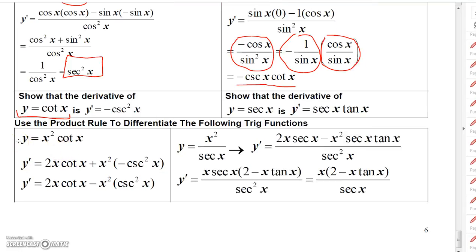I left you with 2 more examples here, and you can pause the video. The first one is a product rule, the second one is a quotient rule. And if you need more examples, there's a couple more that you can look at. And that's the end of this section.